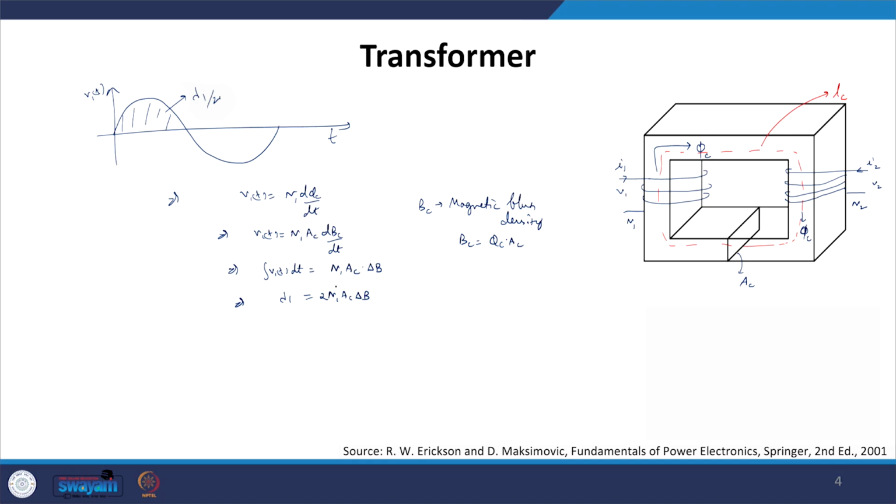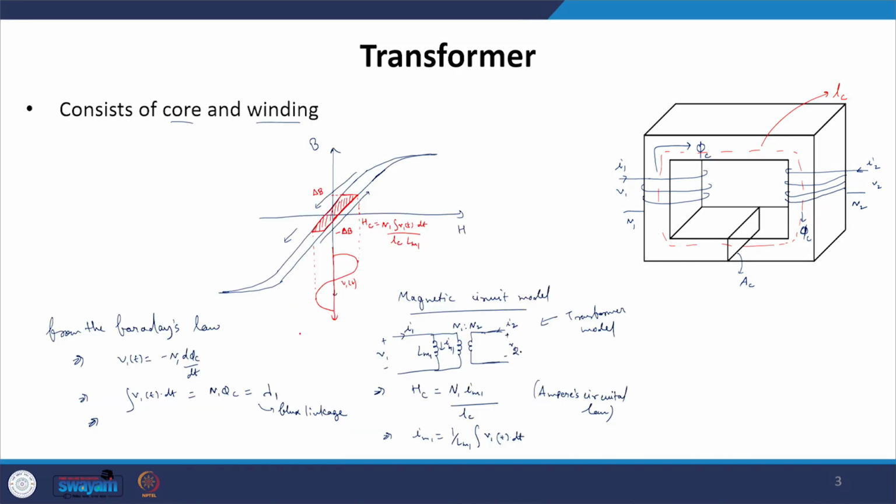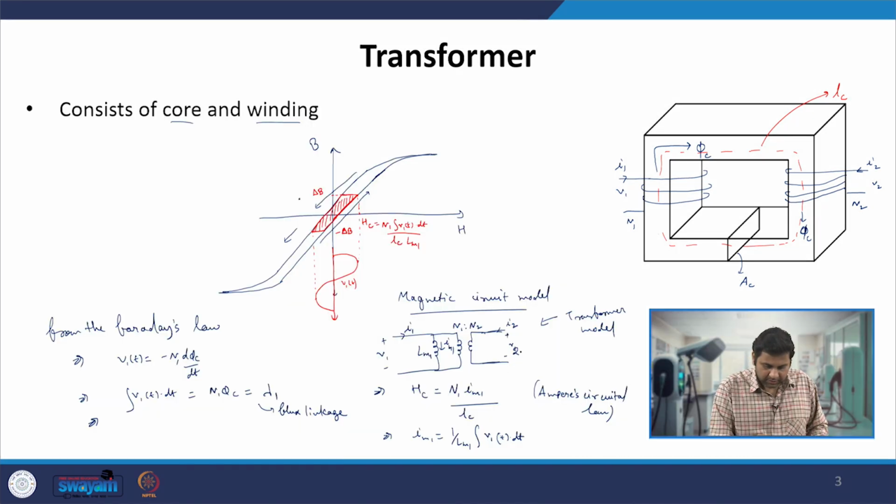In other words, we can also say that delta B goes from plus delta B to minus delta B, so we can write 2 times delta B. Then with this phenomenon we get the delta B value to be lambda 1 by 2 N1 Ac, and that we can write as nothing but lambda 1 by 2 N1 Ac in this particular expression.